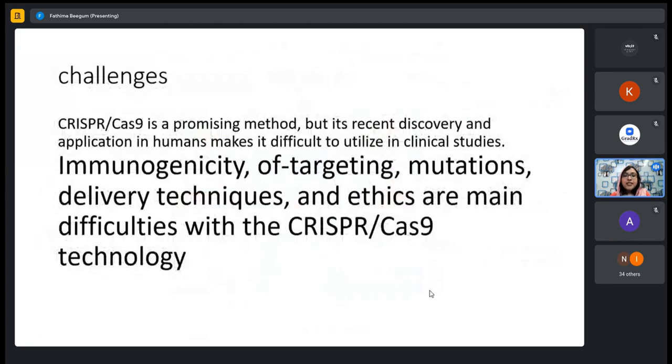So what are the challenges? It is a great method, and the future is great. But the thing is that it has certain challenges, and the first one is immunogenicity. That is, the vector that is used can cause immunogenic problems. For that purpose, we can use non-viral vectors, then that problem can be avoided, right?